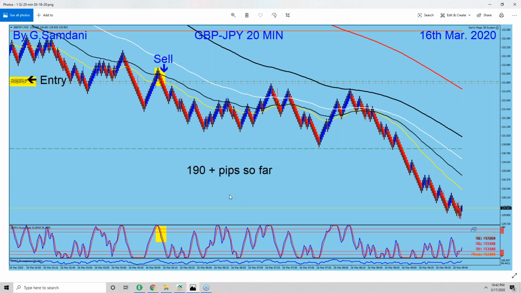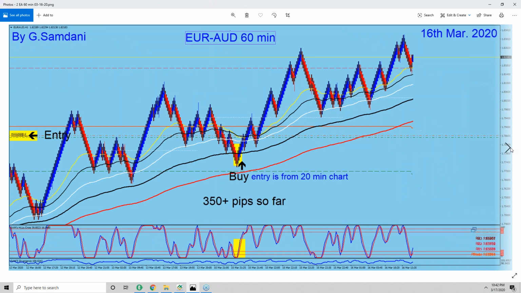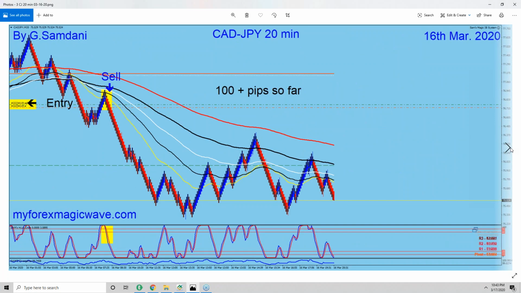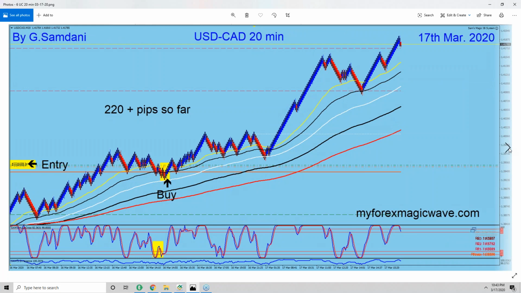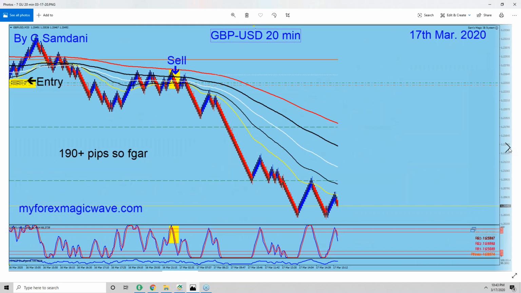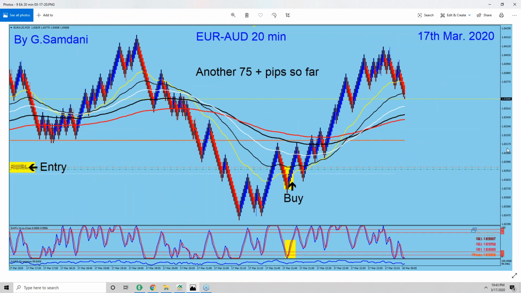You can see that. Again, I'm going to go over them: 190 pip, 350, 100, 130, 100, 220, 190, 150, and 75. These are the trades. This is the smallest trade that I have, 75 pip. Okay, so you can do the same.